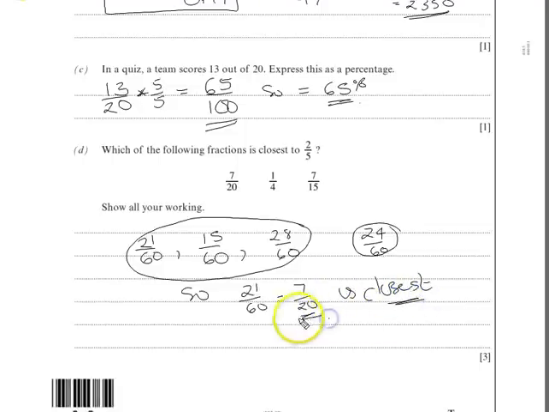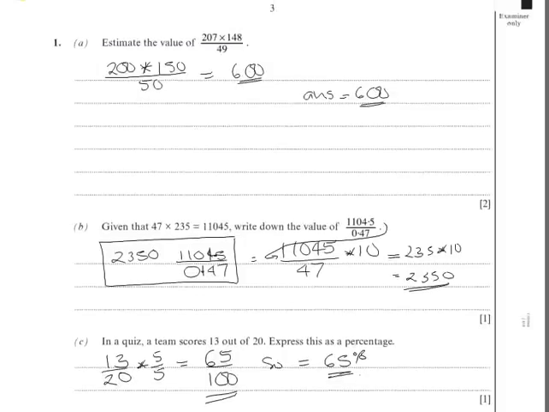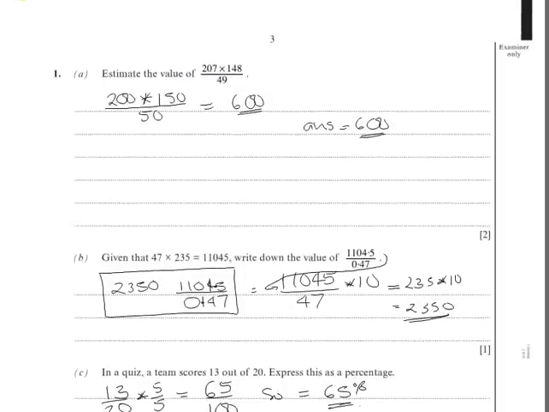Yeah? 7 over 20. Okay, so that does us for question 1 then. Good. So we're off to a good start in paper 1, aren't we? If we go through these things. Okay, good. Let's go on to the next one.